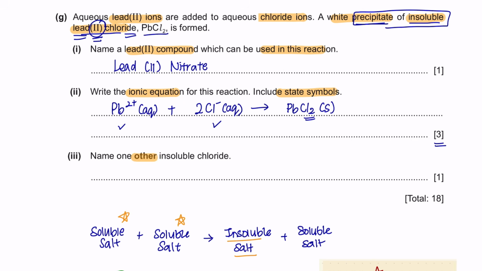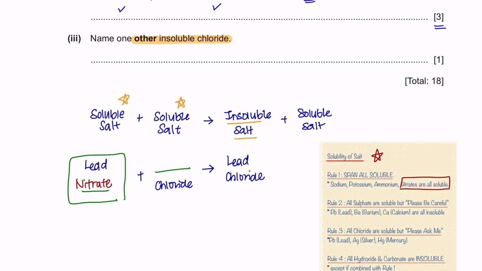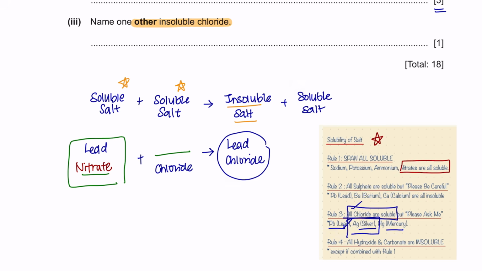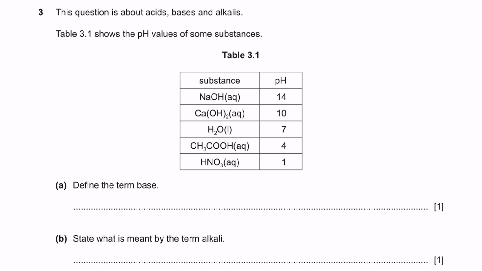Part 3, name another insoluble chloride. So all chlorides are soluble except lead, silver and mercury. Since we have already used lead chloride over here, that means the other insoluble chloride would be silver chloride. Question 3. This question is about acids, bases and alkalis.